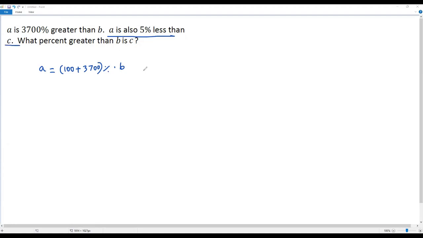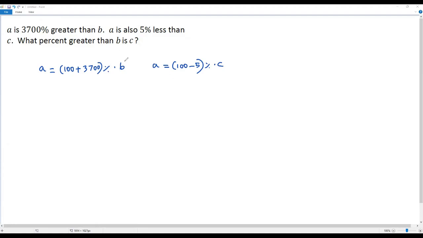That is A is 5% less than. Since we have less than over here, we have to subtract this number 5 from 100. That is 100 negative 5 percentage times this number, that is C. Since we have greater than over here, we have added this 3700 to 100. Since we have less than over here, we have subtracted 5 from this 100 over here.